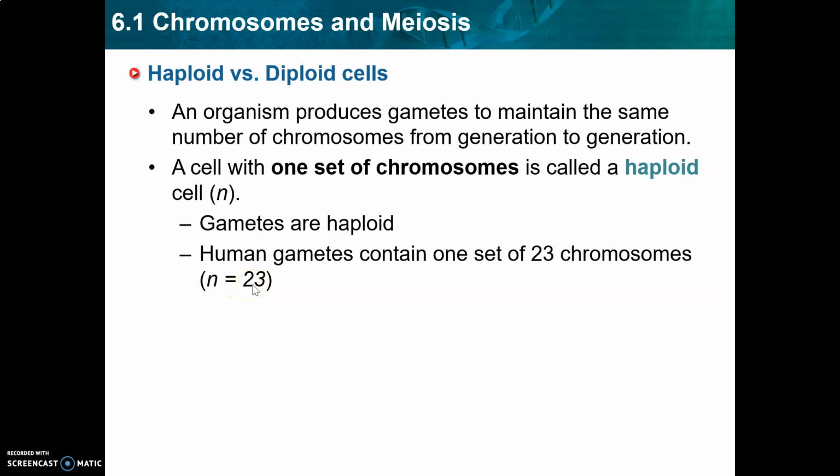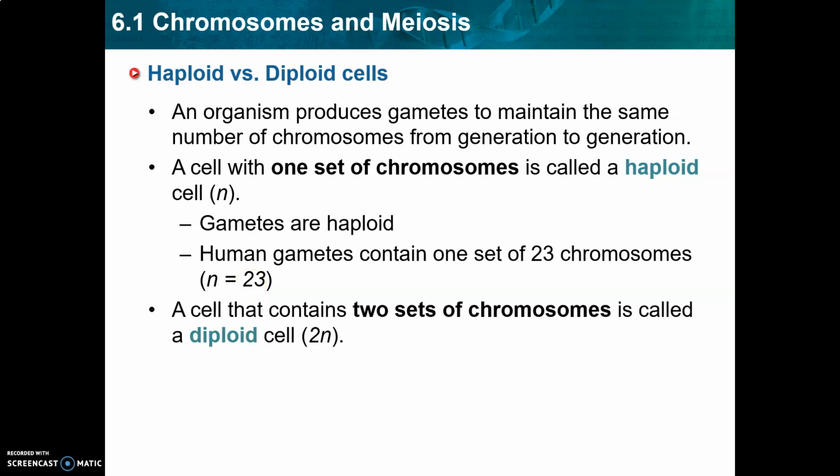Well, what does that mean? We've got some math coming into our biology here. What that means, N means number of chromosomes in one set. So there are 23 chromosomes in one set. So therefore, a human gamete should only have 23 chromosomes. So we would say N equals 23.